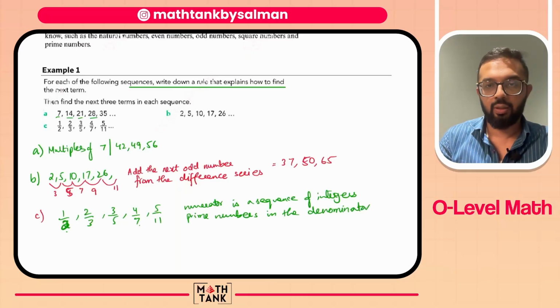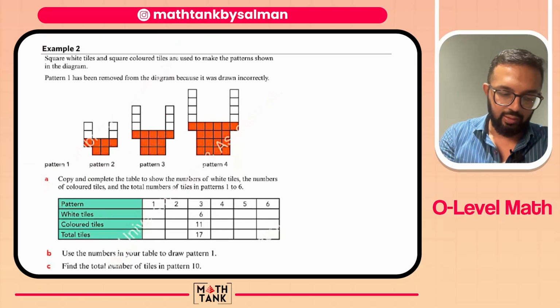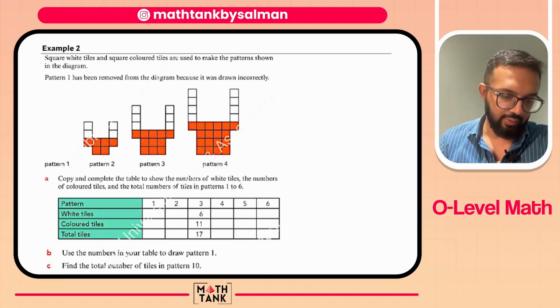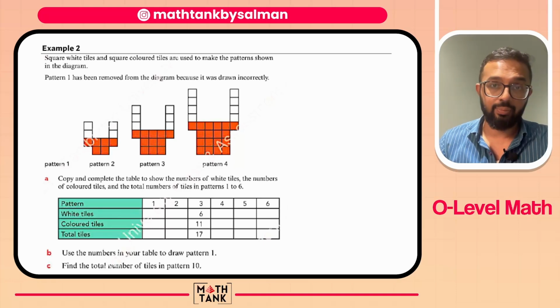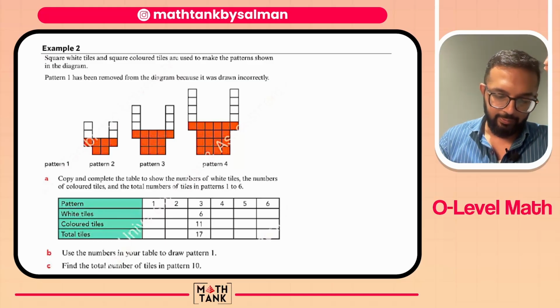Okay, that's one question. Let's look at what the next one says. This next one says square white tiles and square colored tiles are used to make the pattern shown in the diagram. Pattern 1 has been removed from the diagram because it was drawn incorrectly. Copy and complete the table to show the number of white tiles, the number of colored tiles, and the total number of tiles in patterns 1 to 6. Okay, so number 3 is drawn for us, and number 3 has also been counted for us.